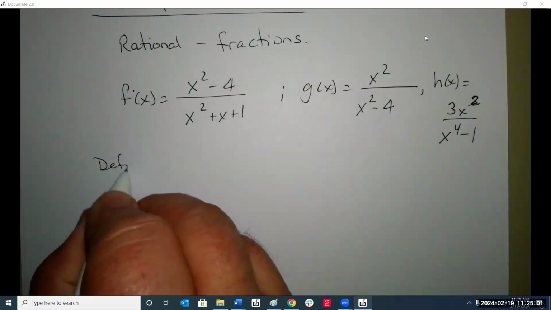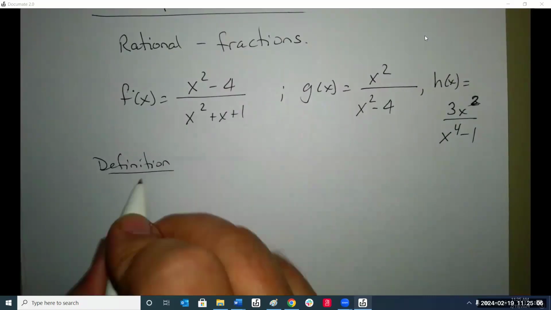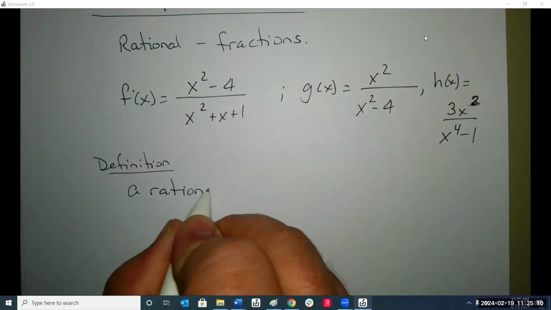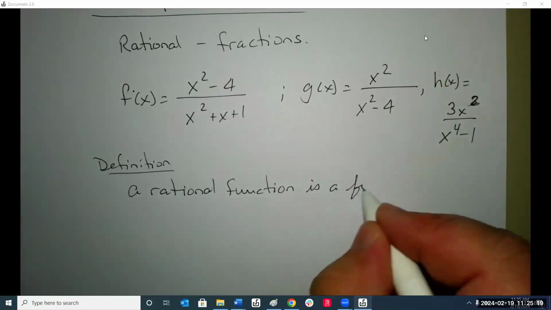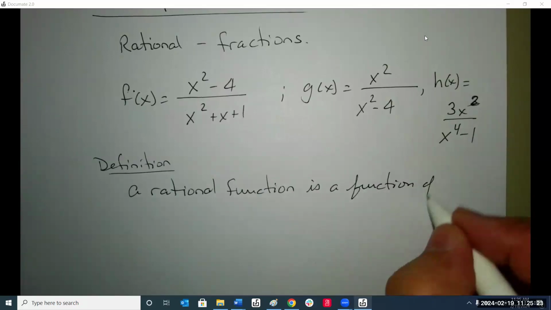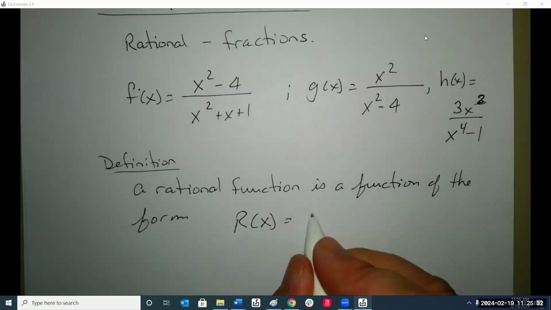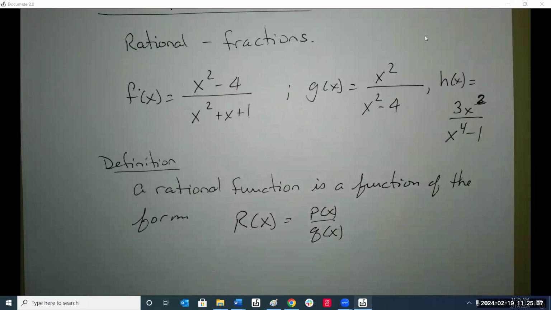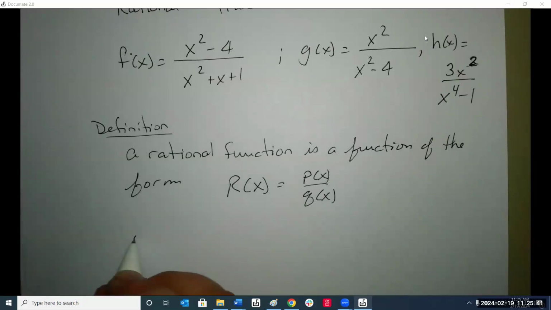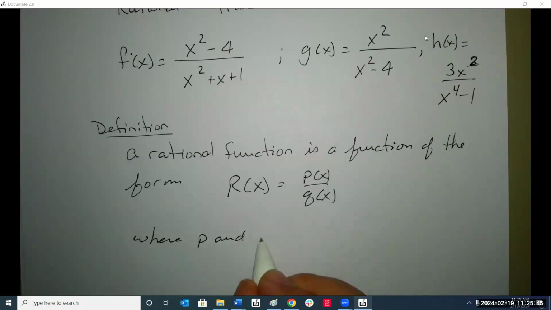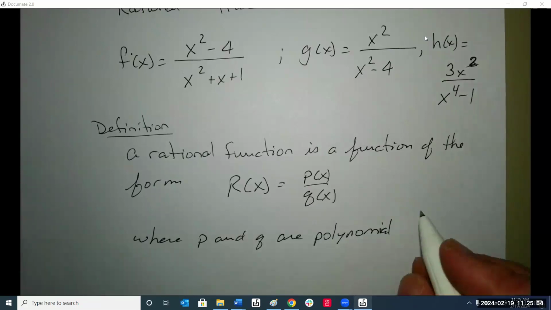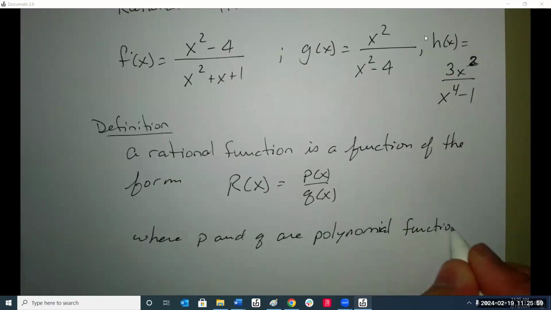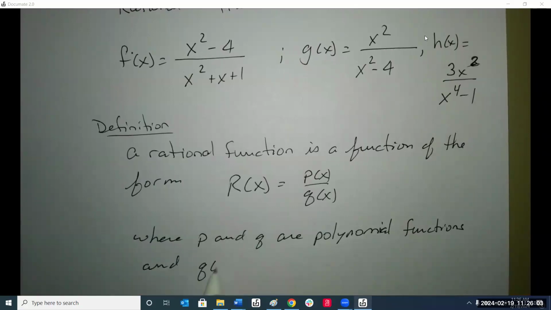By definition, a rational function is a function of the form r of x equals p of x over q of x, where p and q are polynomial functions, and q of x does not equal 0.